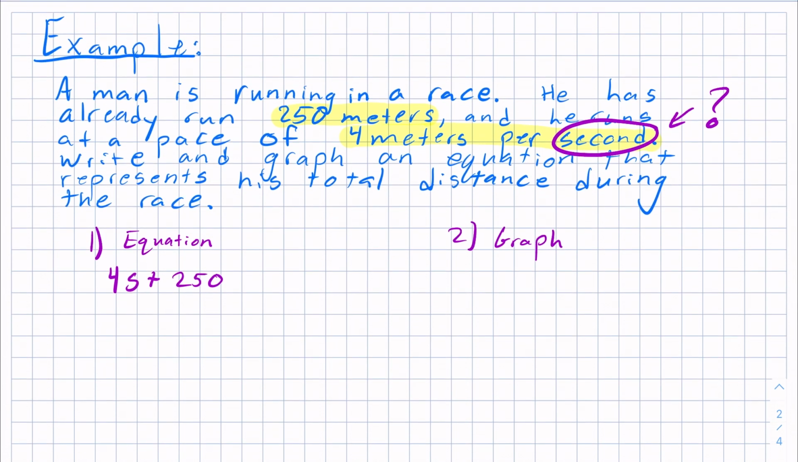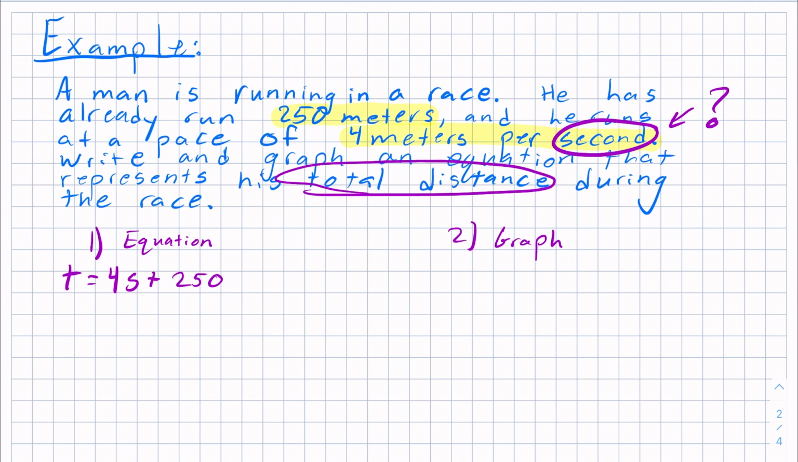And then it tells me that I'm looking for his total distance here in the problem. So that's the last variable in the problem. So I'm going to name that T for total. So total equals 4s plus 250. So the total distance that the guy runs is the speed, 4s, plus how far he already ran, 250. So that is that. There's my equation.